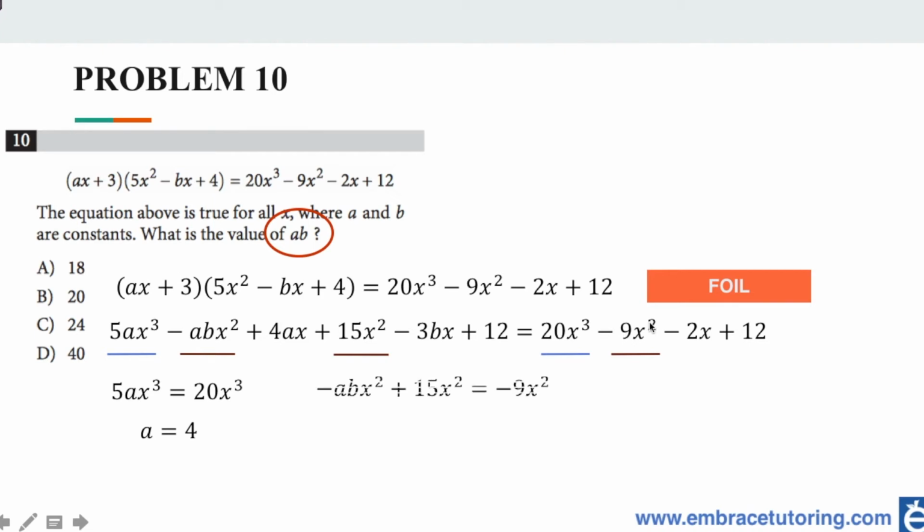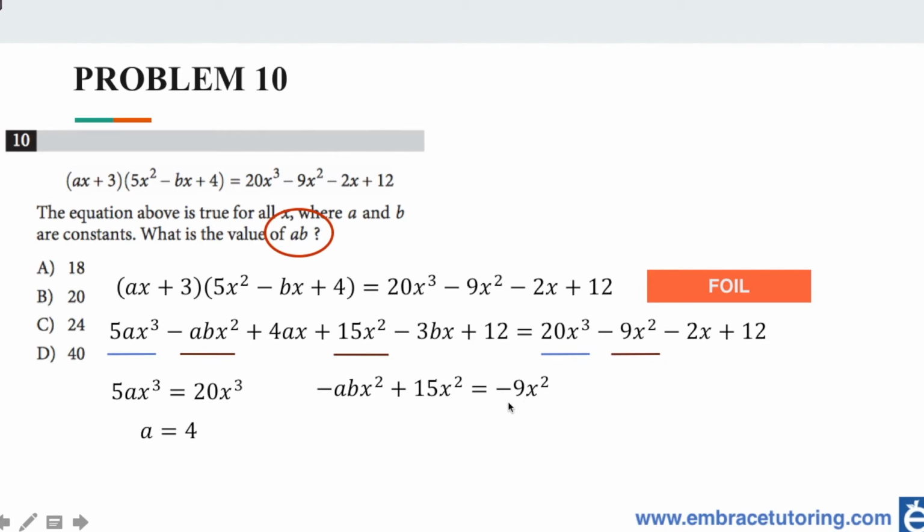So what we know is that negative abx squared plus 15x squared should equal negative 9x squared, right? These values on the left side of the equation, given the fact that they're both connected to the x squared, have to equal the values on the right side of the equation, given the fact that the negative 9 is connected to the x squared. So they should be equivalent.